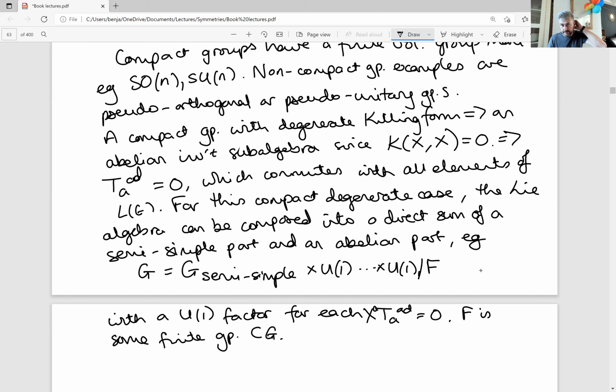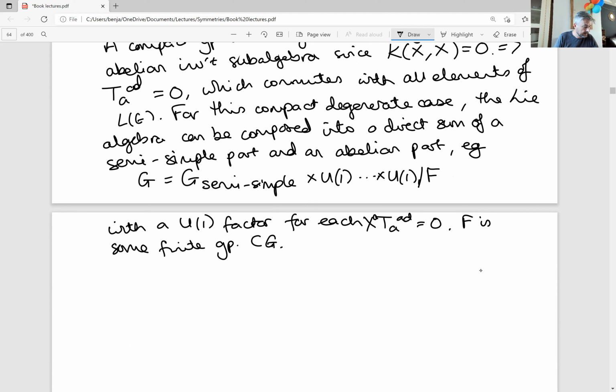Okay, so we're beginning to see some categorization of Lie groups come about here. Certainly compact ones. So if it's degenerate, we get some U1 factors. And if it's not, we just have the semi-simple part. All right, now I can go on to Casimirs.